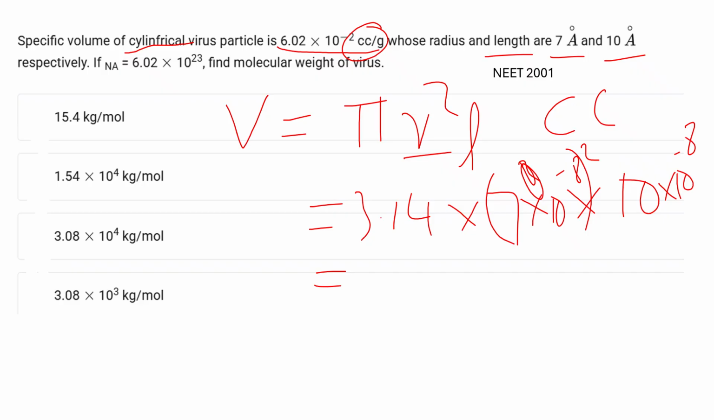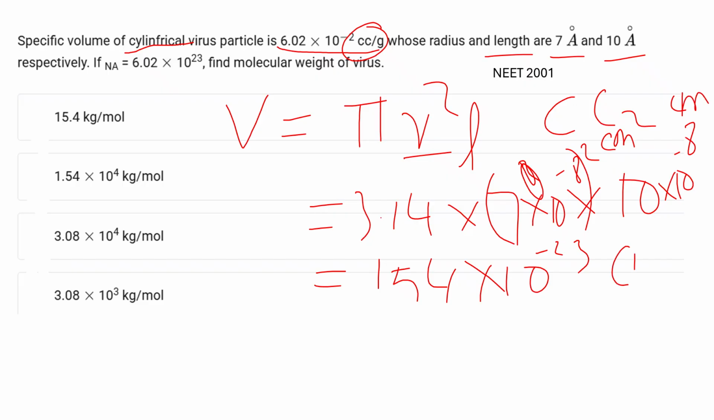If we solve this, the volume of the cylindrical virus is 154 into 10 to the power minus 23. This is centimeter. Here it is centimeter square, then here it is 1 centimeter, so it is centimeter cube, because this contains Angstrom square. Centimeter cube is nothing but cc. We have the volume of the virus in cc, and we also have the specific volume of the virus in cc. Then we can solve the answer very easily.